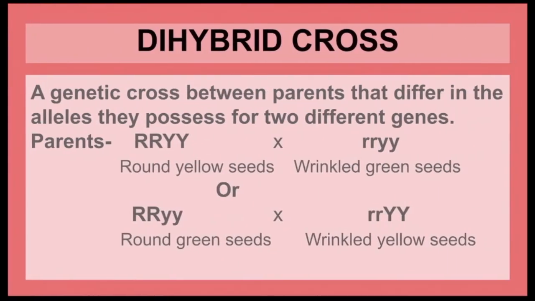Dihybrid cross. In this, the parents which are selected differ in two different genes. For example, here two different characters are considered. One is the shape of the seed of the pea plant and the other one is the color of the seed. So only these two characteristics are different. It is considered for a genetic cross. Then this type of condition is called dihybrid cross. These are the different terms related to the chapter heredity.